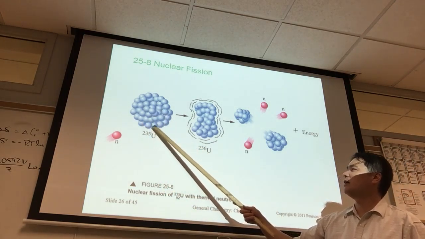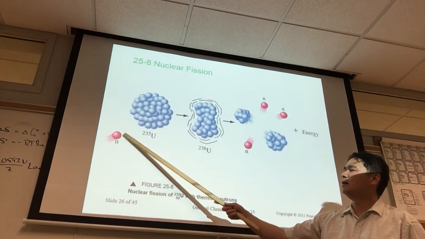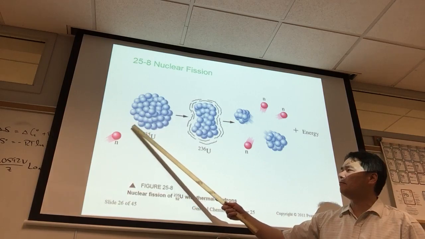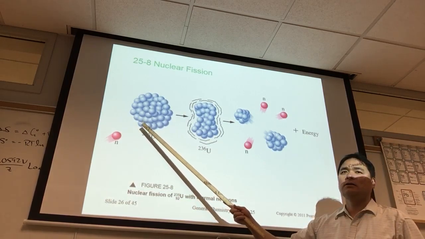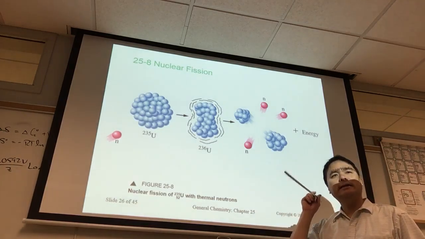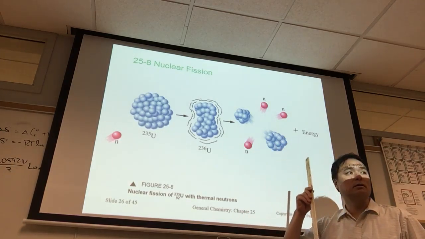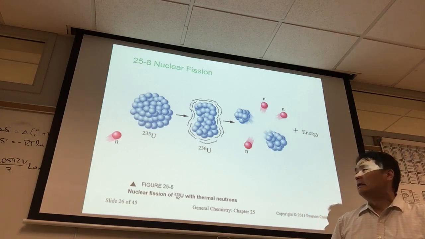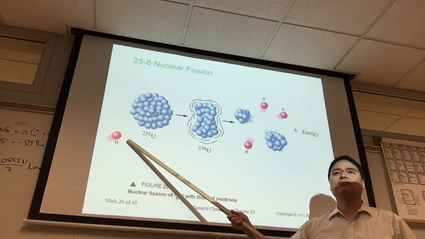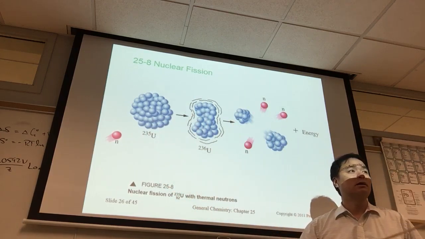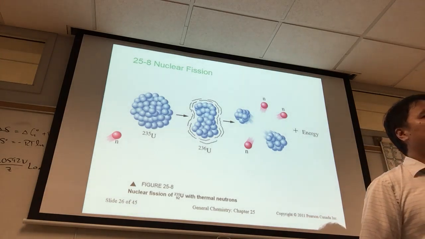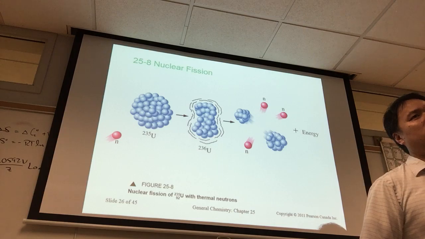So if we have U-235, this would be the nucleus of U-235, and we have a neutron come in. Does that neutron have to be accelerating fast? That is, do you have to accelerate that in some kind of particle accelerator, like a linear accelerator or a cyclotron? Yes. It turns out no. Room temperature neutrons are fast enough to get to the nucleus. That's a surprise. You don't need to accelerate the neutrons at all.